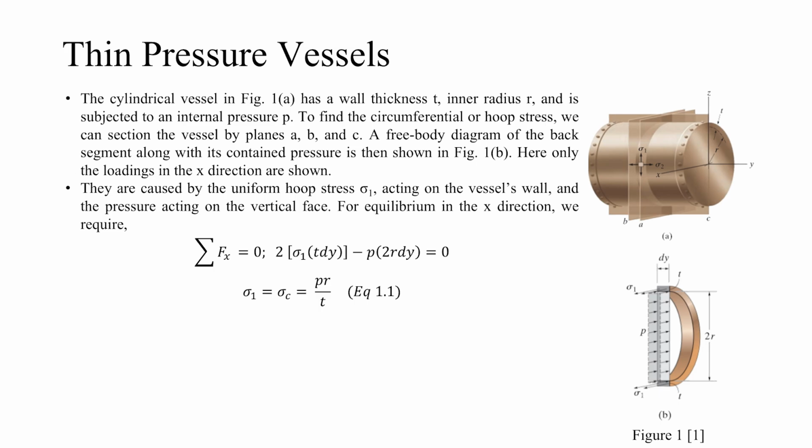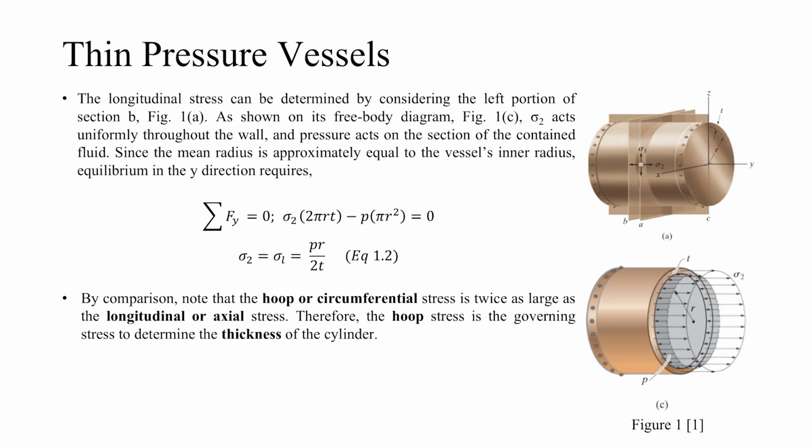Now we will look at the thin cylinder theory. This cylindrical vessel in figure 1a has a wall thickness t, inner radius r, and is subjected to an internal pressure p. To find the circumferential or hoop stress, we can section the vessel by planes A, B, and C. Here, only the loadings in the x direction are shown. They are caused by the uniform hoop stress, sigma 1, acting on the vessel's wall and the pressure acting on the vertical face. For equilibrium in the x direction, the internal stress must equal the pressure applied. Thus, we get circumferential stress equal to pressure times radius divided by thickness.